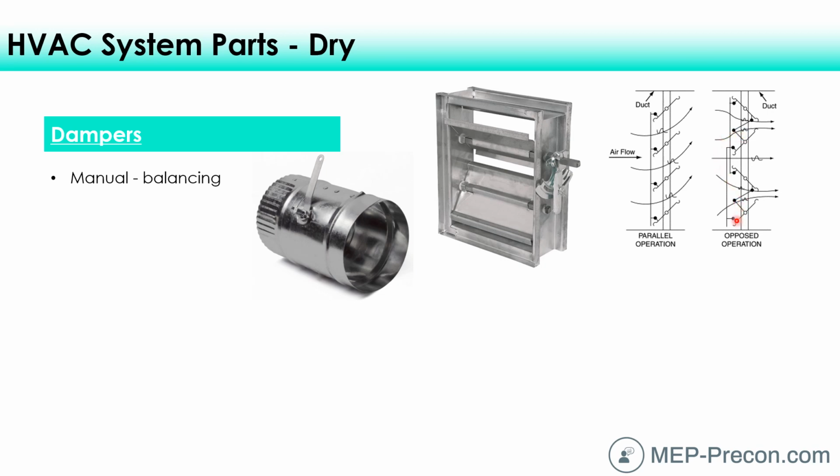So an opposed blade type damper tends to keep things going nice and straight. It squeezes it through. Yeah, you might have a few eddies around here, I suppose, but they're just different. And so anyway, it's just important to understand the differences there.